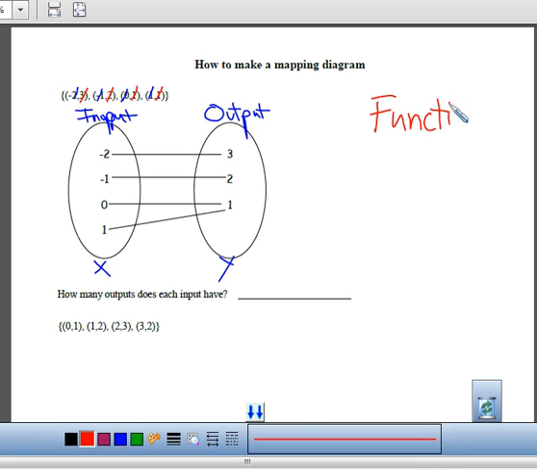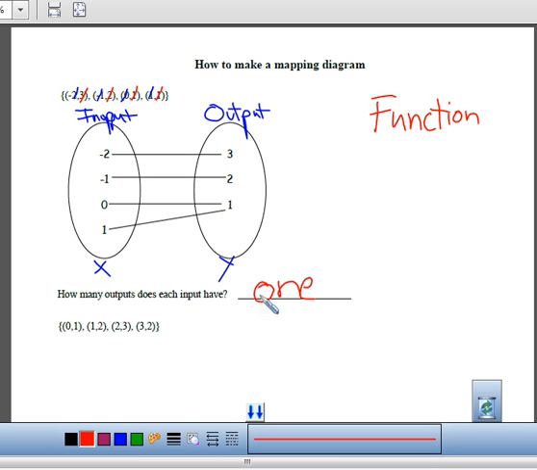Why is it a function? Well, how many outputs does each input have? -2 only goes to one number. -1 only goes to one number. 0 only goes to one number. And 1 only goes to one number. Now 0 and 1 both go to the same number, but that doesn't matter. As long as each one of the inputs goes to only one output, then this is a function.